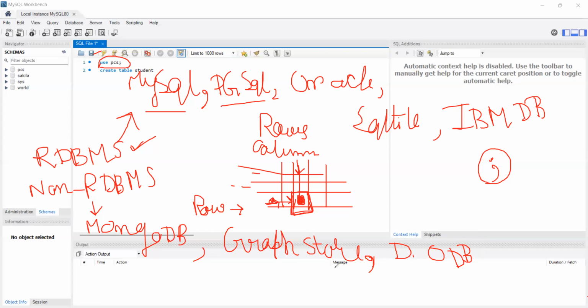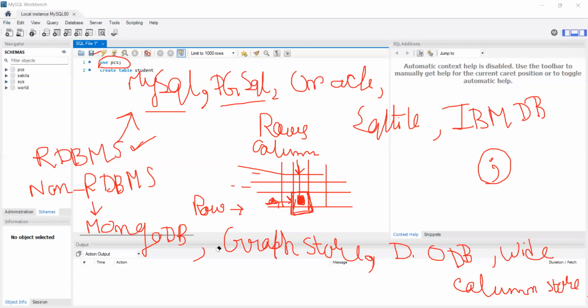And one more is wide column store. So these things are there. Okay. MongoDB, graph store, DODB, wide column store. These all are examples of non-RDBMS.